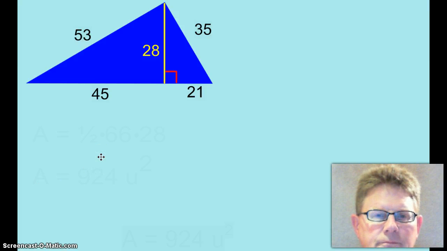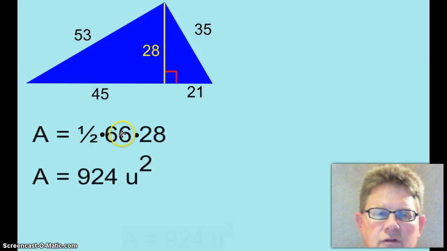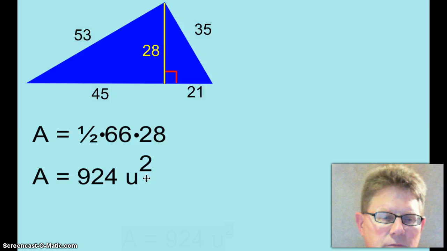So, on this triangle, what is the base? 45 plus 21, 66. Height is 28. The area is 1/2 times 66 times 28. The area is 924 square units.